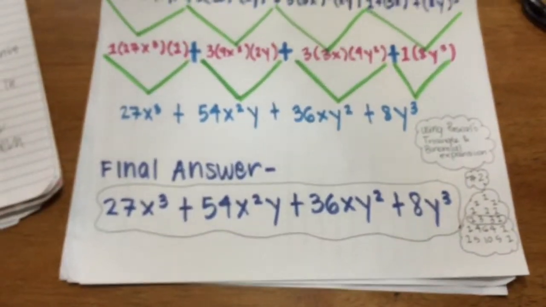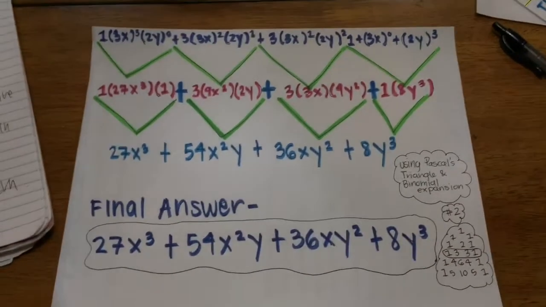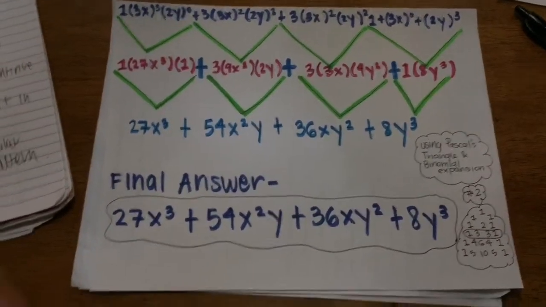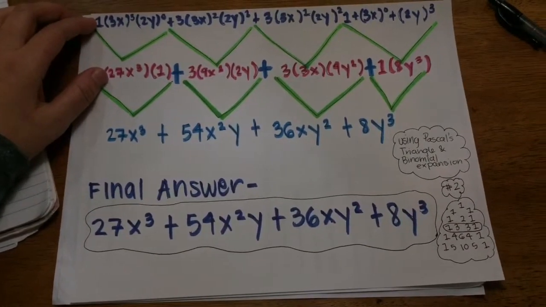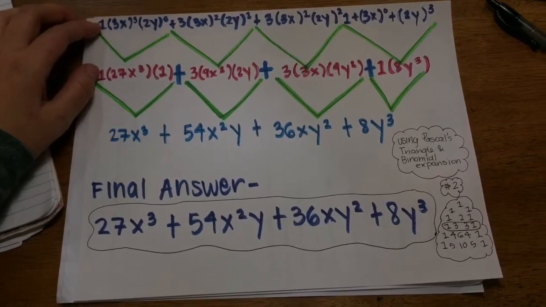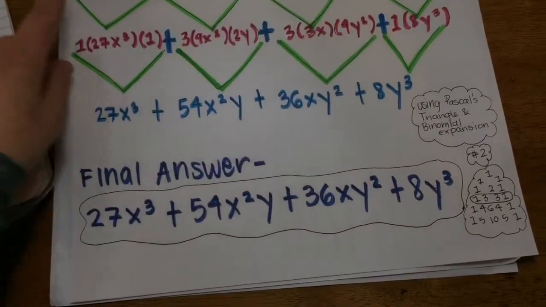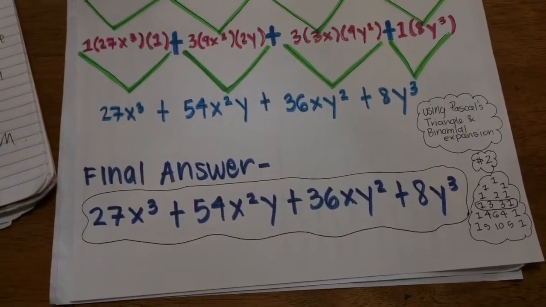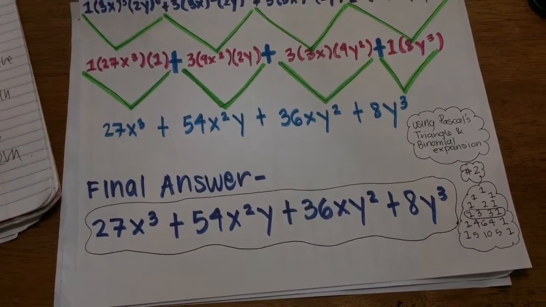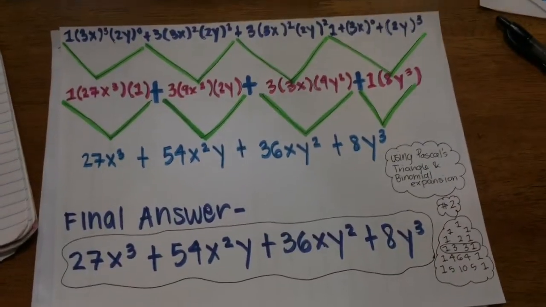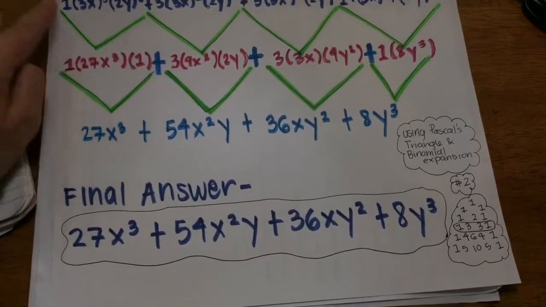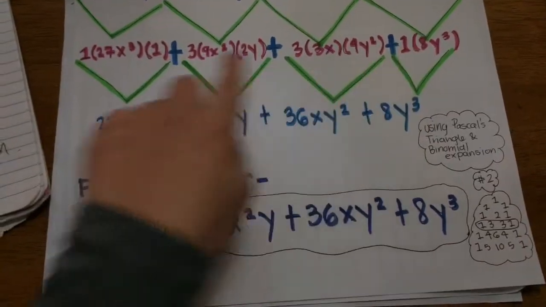So basically, all we have left to do is combine all of these with this. So you have 1 times 3x cubed, 2y to the 0 power, and so on. And then you are going to take that and get this.